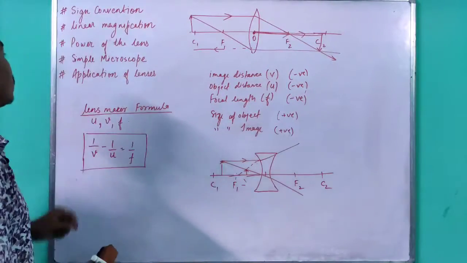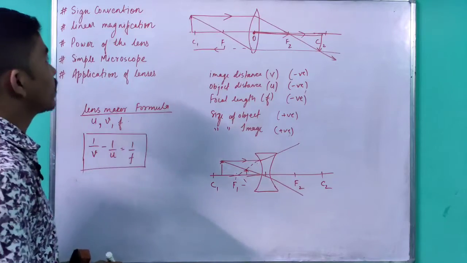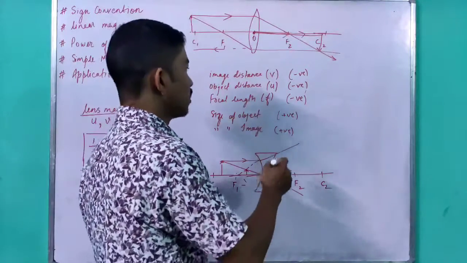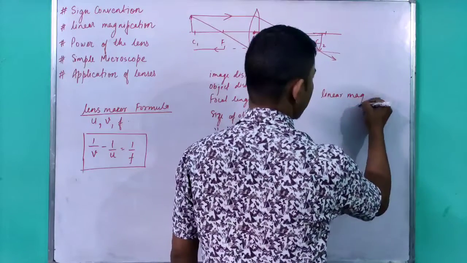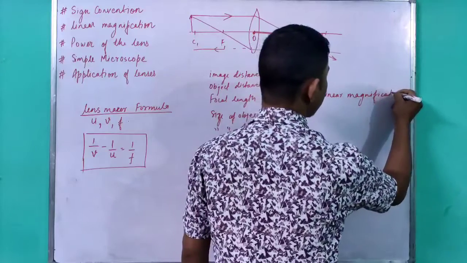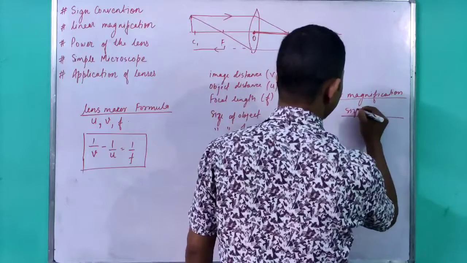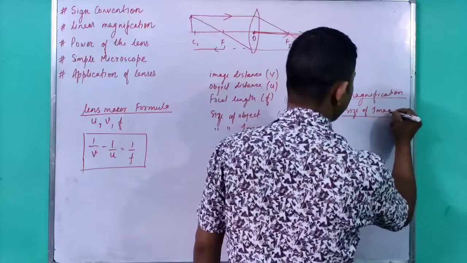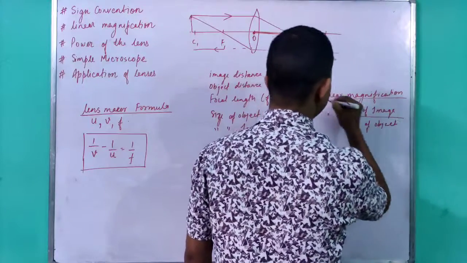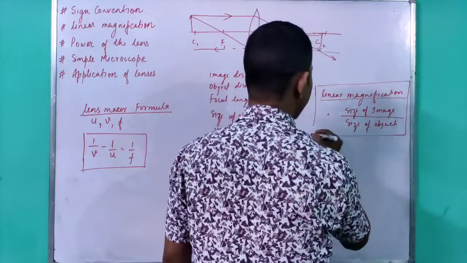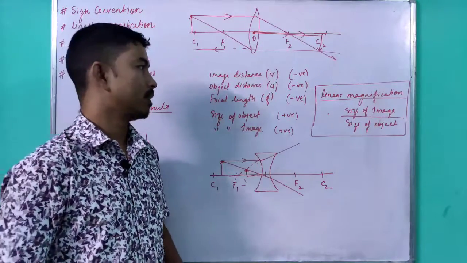Now coming to the second point, what is linear magnification? Linear magnification is equal to the ratio of the size of the image to the size of the object. This is known as linear magnification. So the linear magnification is the ratio of the size of the image to the size of the object.